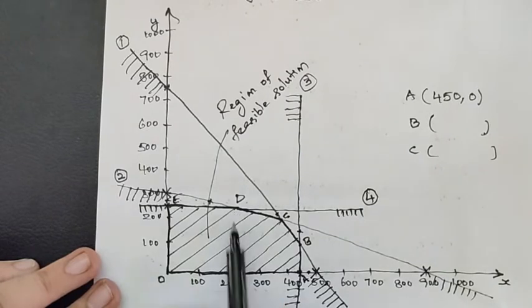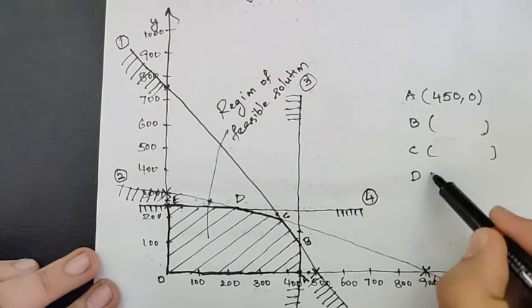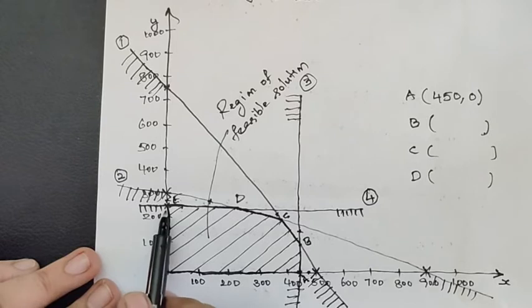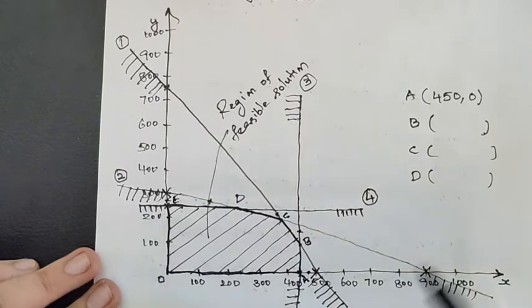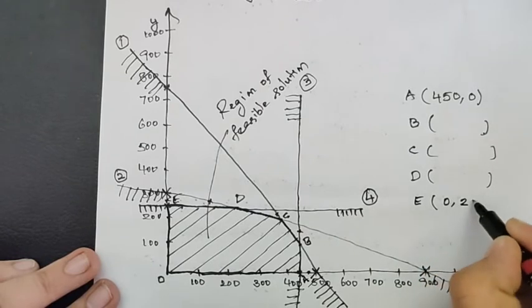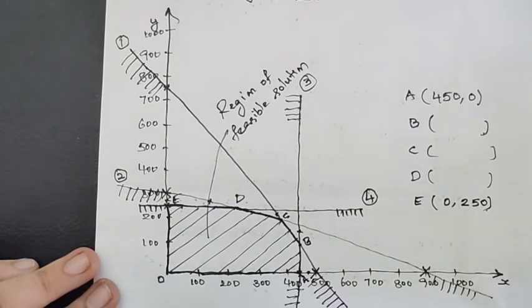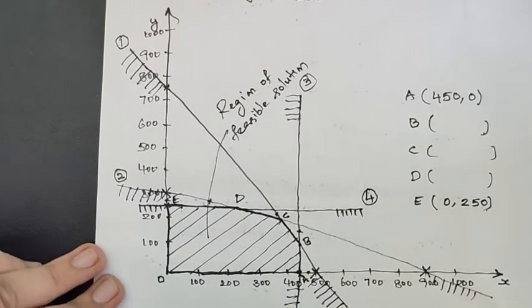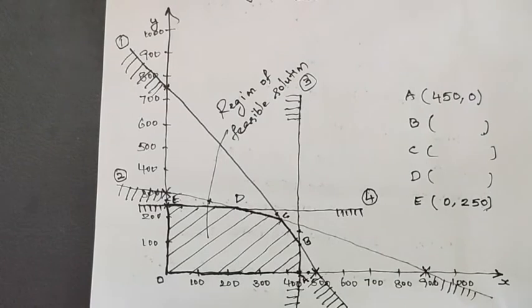And next coming to D. What about the value of D? It is also the point formed because of the intersection of the constraints. I need to find that one. And next coming to point E, we already know that the value of E is 0 comma 250, right? Now of the 5 points I know only 2, A and E. I need to find the remaining 3 points. So now let us find the remaining 3 points.